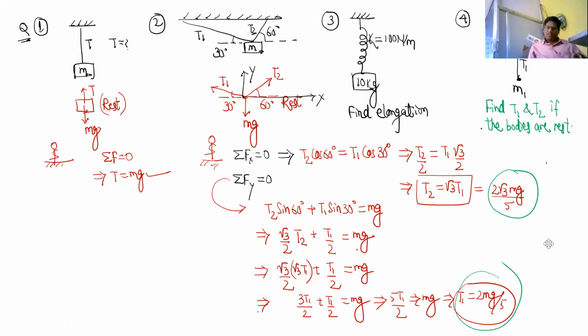Now coming to question number 4. Oh, sorry. Question number 3 is there. So question number 3 is a spring block system question. K and mass are given. Let's solve it on another page. So for question number 3, I am reproducing the question here.